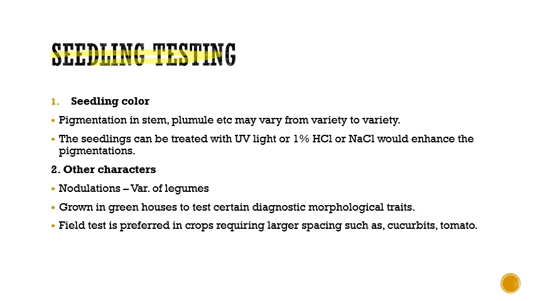First and foremost thing we will be looking at in a seedling is its color. So the first one is seedling color. The pigmentation in stem, plumule, etc. may vary from variety to variety. We can observe some extent of pigmentation from heavy to light pigmentation in the stem and plumule region. The seedlings can also be treated with UV light or 1% HCl or NaCl. This would enhance the pigmentation and make our visual observation much more detectable.